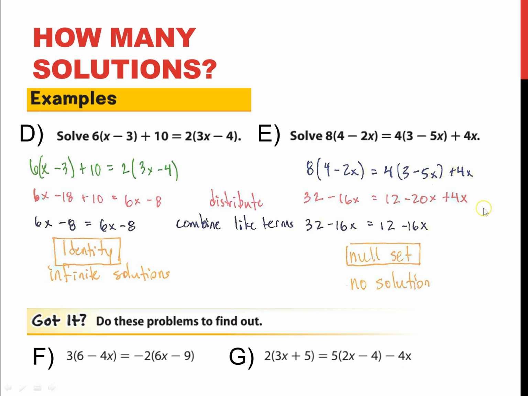If I add 16x to both sides, I get 32 equals 12. 32 never equals 12. So I have a null set. It is no solution. Awesome. Use examples D and E to solve examples F and G.